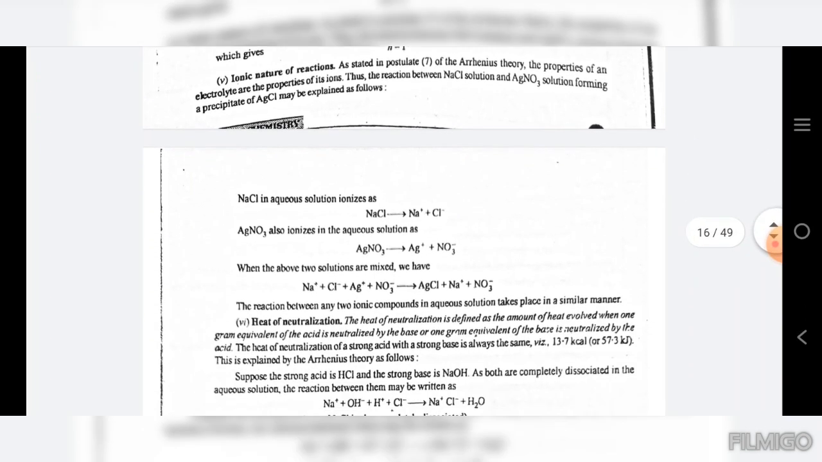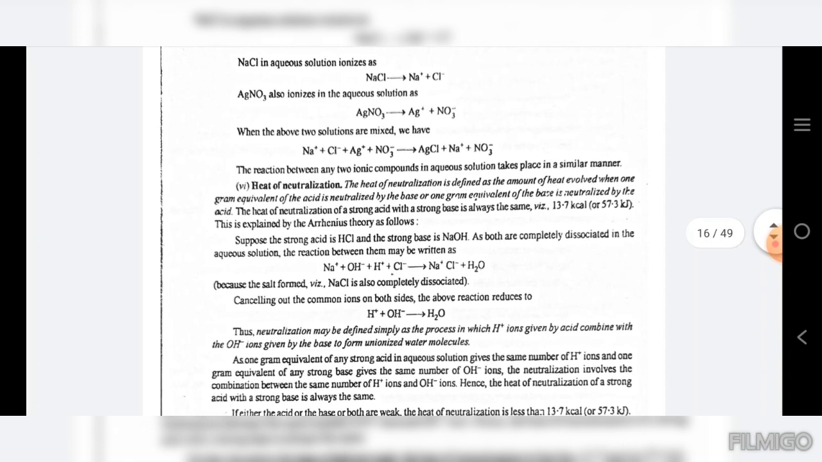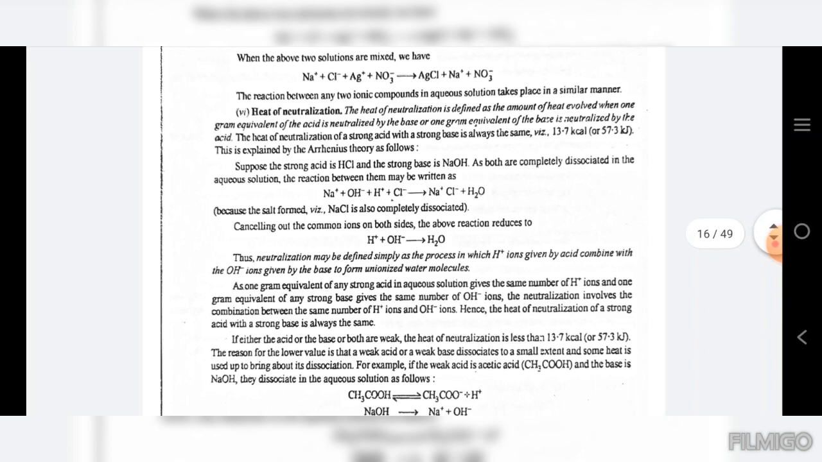Fifth, ionic nature of reactions. As stated in postulate 7 of the Arrhenius theory, the properties of an electrolyte are the properties of its ions. Thus, the reaction between NaCl solution and AgNO3 solution forming a precipitate of AgCl may be explained as follows. NaCl in aqueous solution ionizes as: AgNO3 also ionizes in the aqueous solution as: When the above two solutions are mixed, we have the reaction. Any two ionic compounds in aqueous solution react in a similar manner.